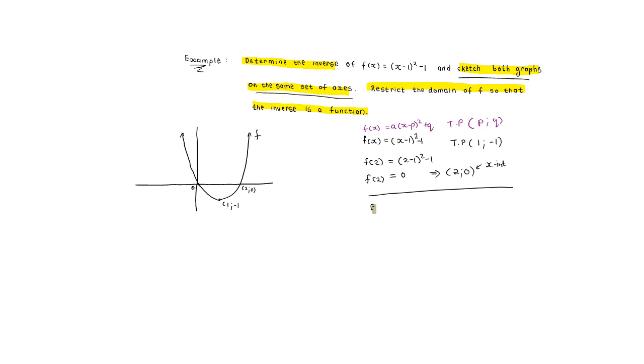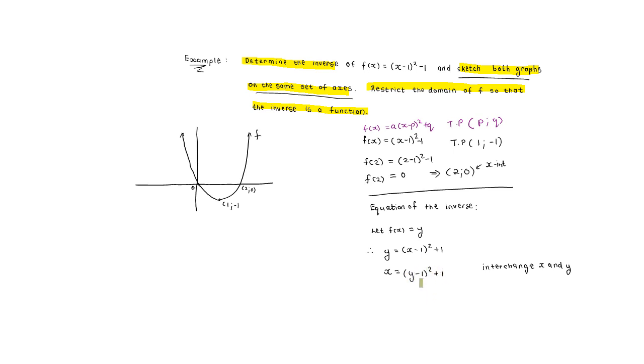Now let's determine the equation of the inverse of f. Okay, so remember we're going to say let f of x equal y. Therefore y is equal to (x minus 1) squared minus 1. Then we're going to interchange x and y. So where we originally had a y, we're going to write x. Where we originally had an x, we're going to write y.